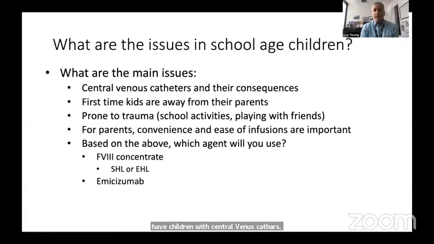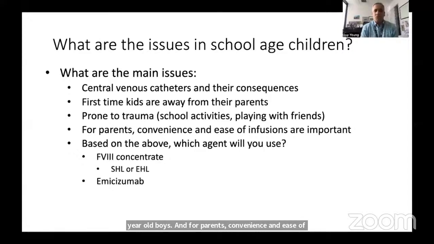If they're on factor VIII prophylaxis, we know those have a lot of consequences. It's also the first time kids are away from their parents. These kids are prone to trauma, school activities, playing with friends. The younger ones tend to be clumsy, the 3 and 4-year-old boys. And for parents, convenience and ease of infusions are very important.